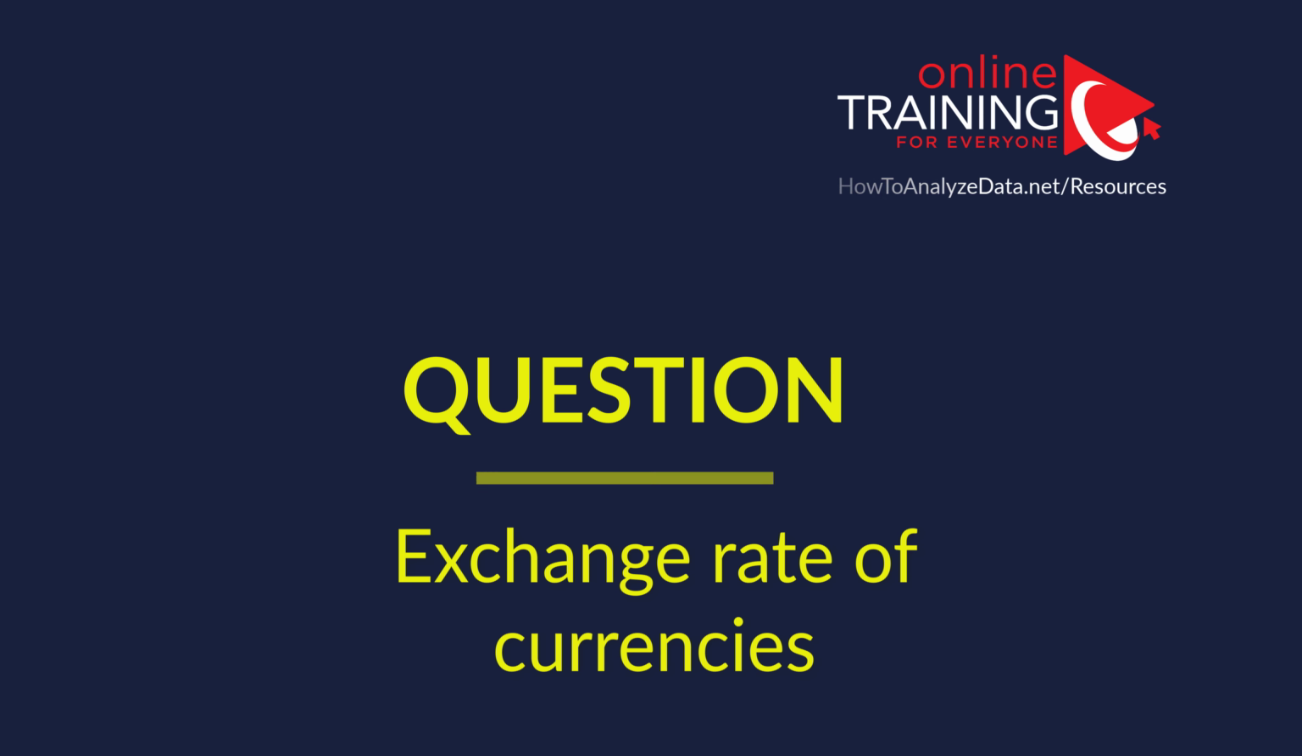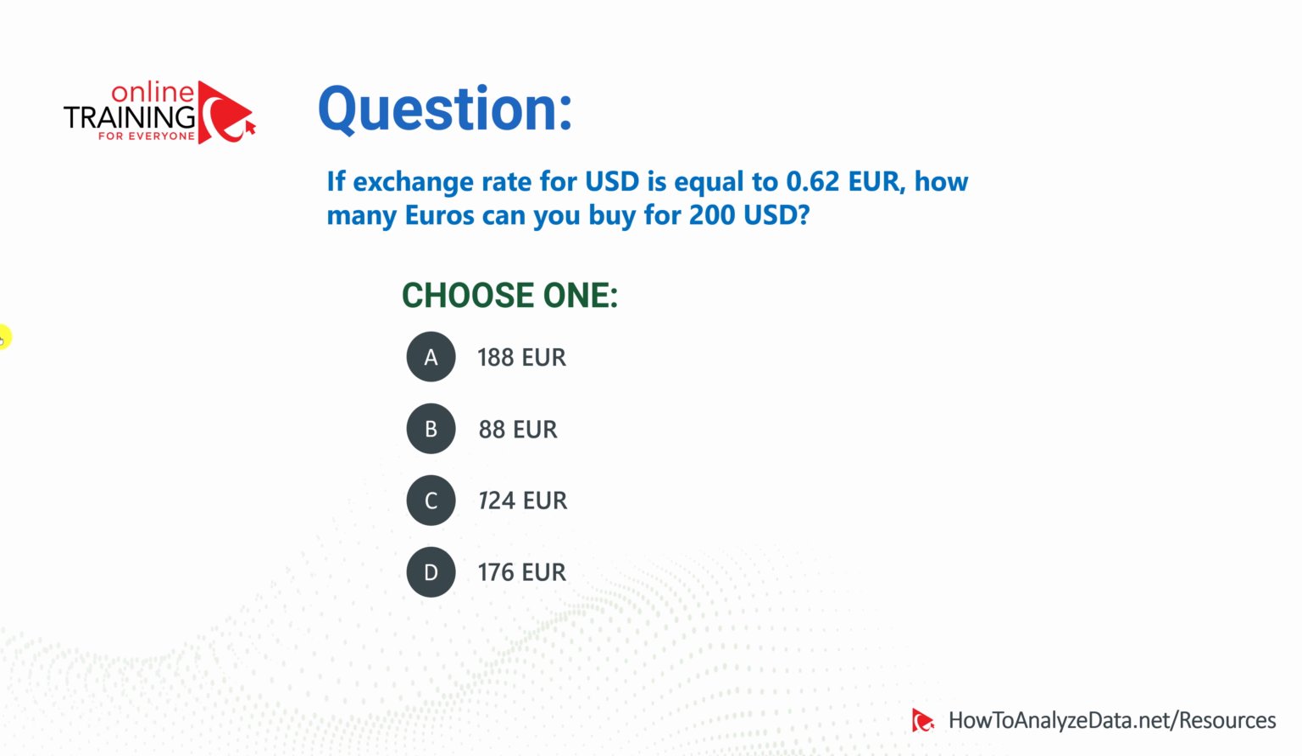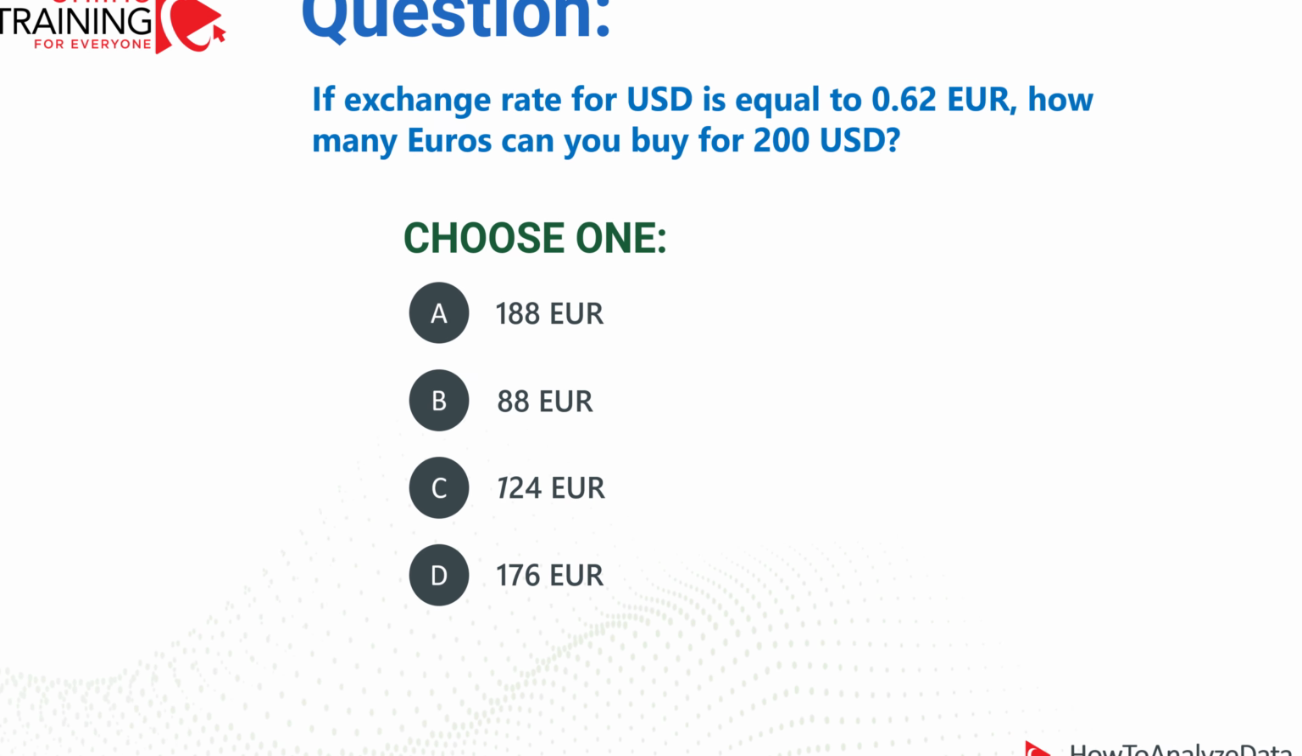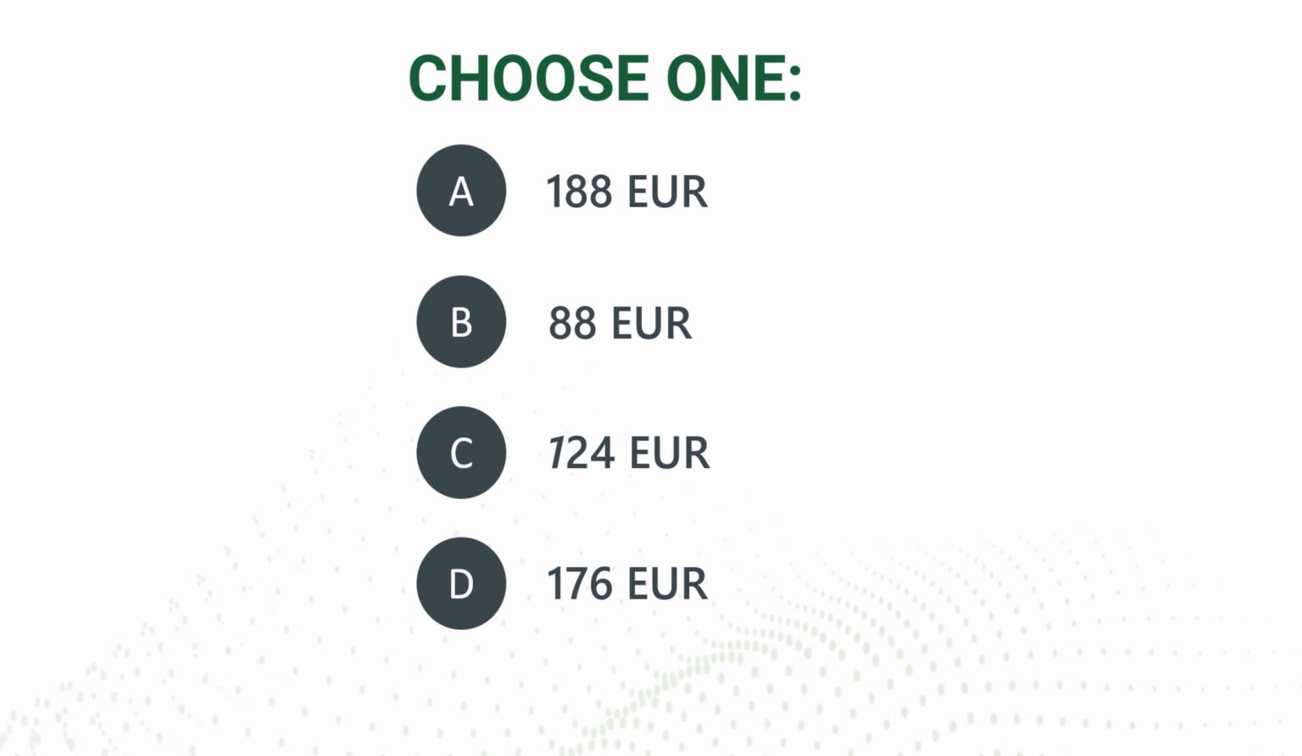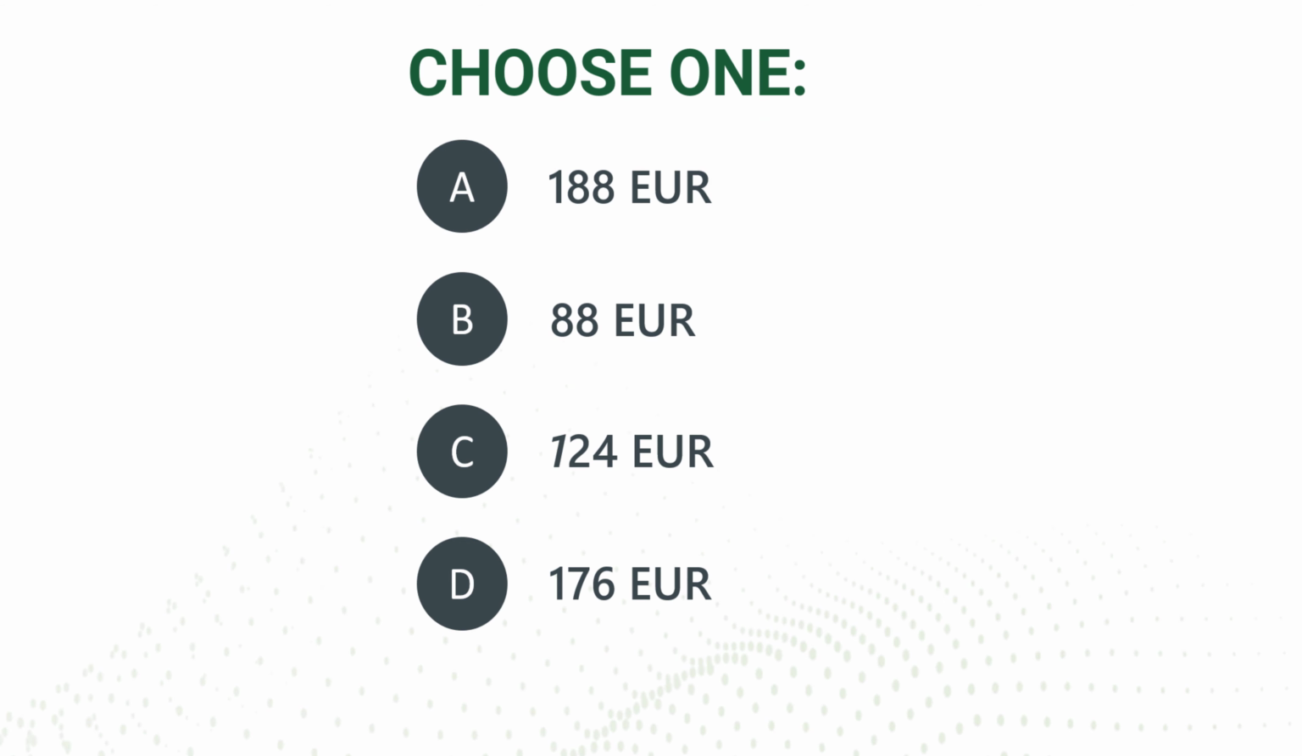Let's look at the question you might get as part of the interviewing with financial organizations. If exchange rate for US dollars is an equivalent of 0.62 euros, how many euros can you buy for $200? And there are 4 choices: 188 euros, 88 euros, 124 euros, and 176 euros. Which one do you think is right?